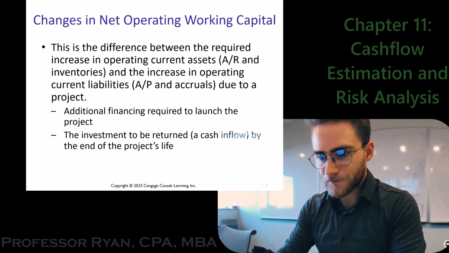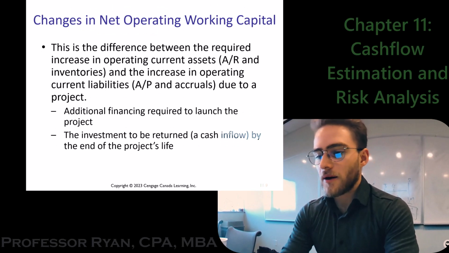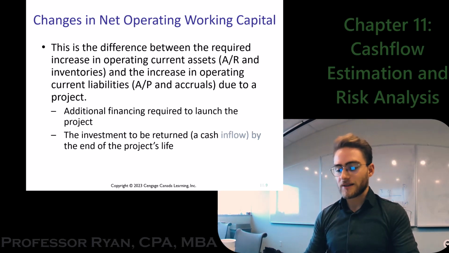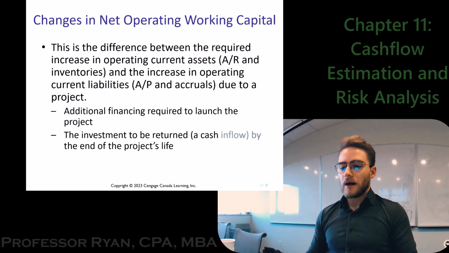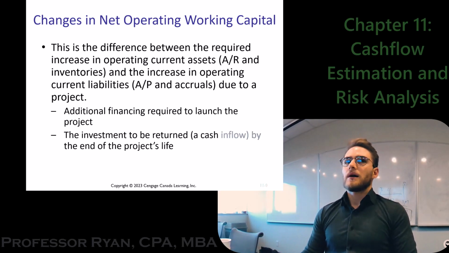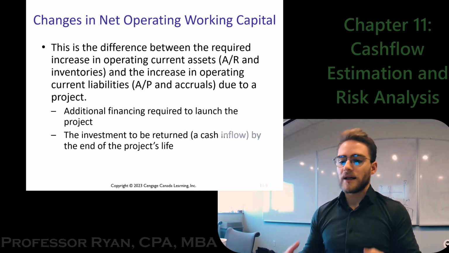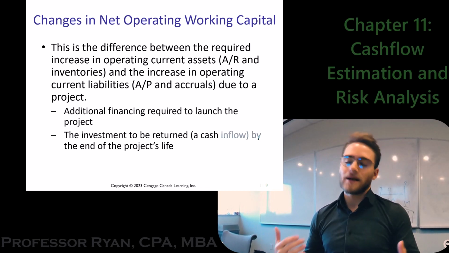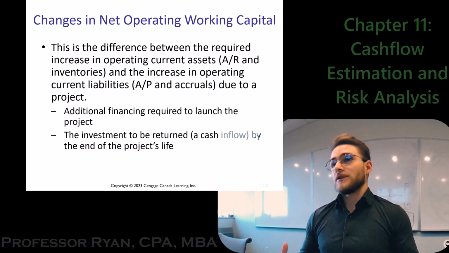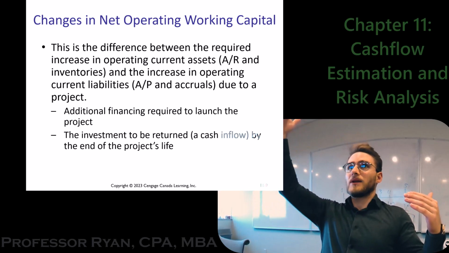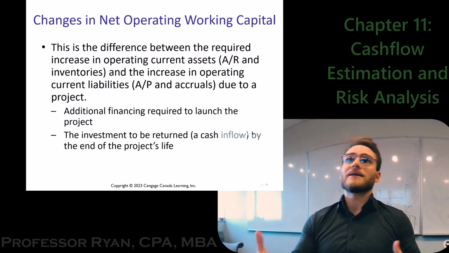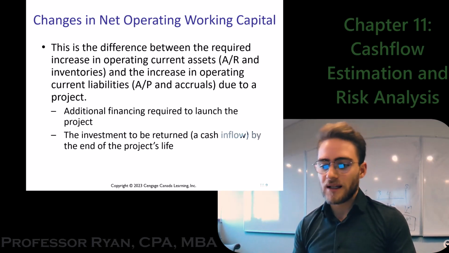Yep, looks like it. So, changes in net operating working capital. This is the difference between the required increase in operating current assets, right, accounts receivable, inventories, and the increase in operating current liabilities, AP, accruals, due to the project. As we've talked about, I believe in the first section, AP and accruals, this is spontaneous financing that your business generates as you operate, right? Just naturally, as you grow, your accounts payable levels on your balance sheet are just going to increase, because you're bigger, and suppliers are going to extend you more credit. That's a form of spontaneous financing, right?